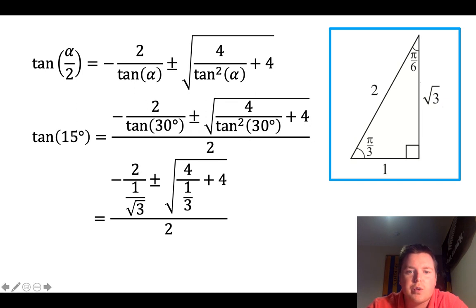4 over 1/3 is 12. 12 plus 4 is 16, so that's nice. Square root of 16 is 4. I take the positive root for that. 15 degrees is in the first quadrant. Tan is positive in the first quadrant, so I need a positive answer. If you type on your calculator tan of 15 degrees, that will be the decimal. That's the exact version of the decimal you'd get.